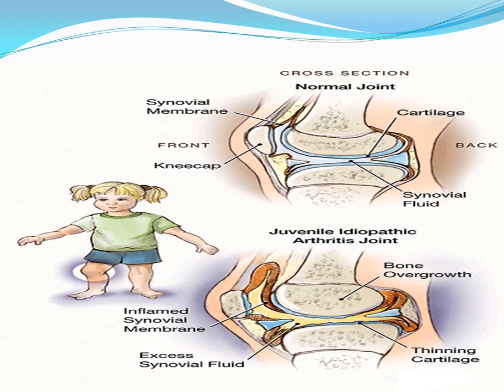These two diagrams show the difference between the normal joint and joint with arthritis. In the latter, there is inflamed synovial membrane, excessive synovial fluid, bony overgrowth, and thinning of the cartilage.